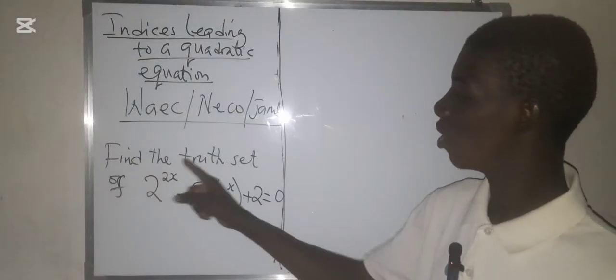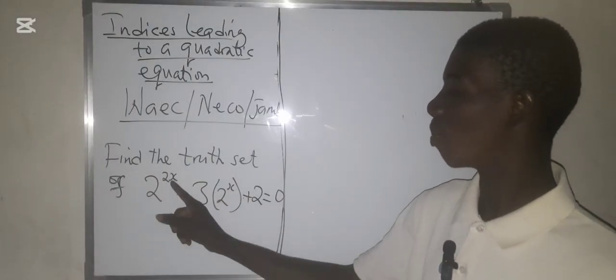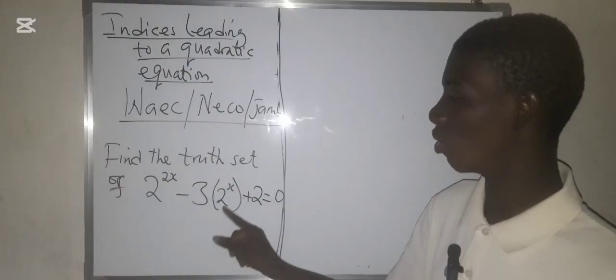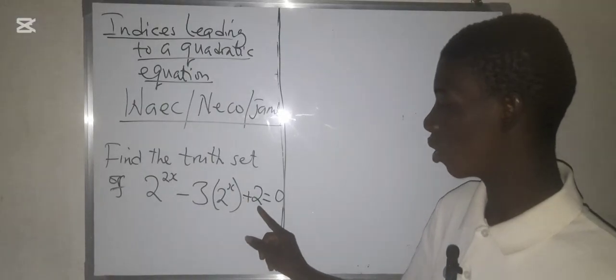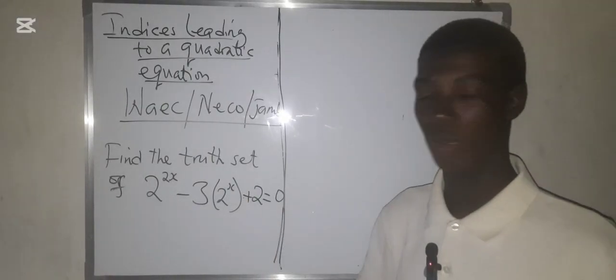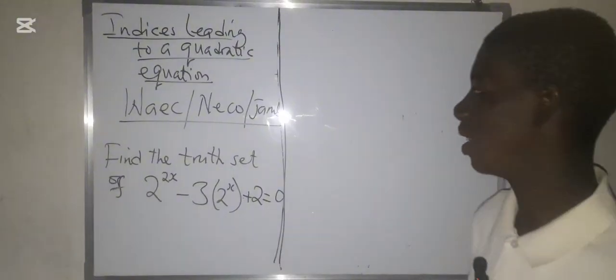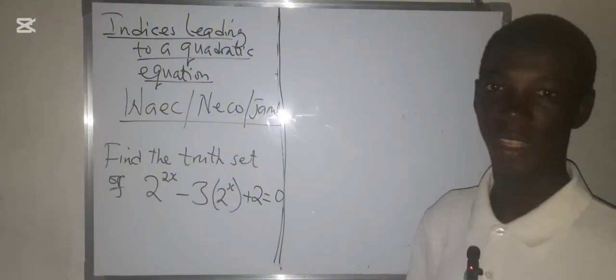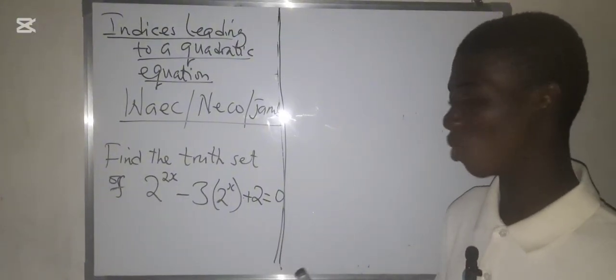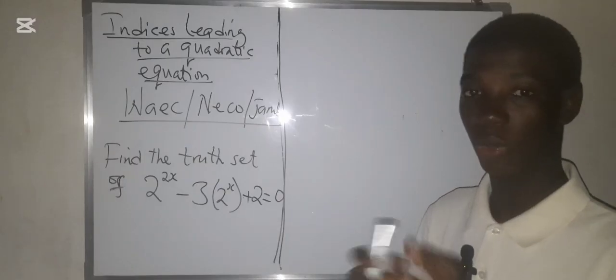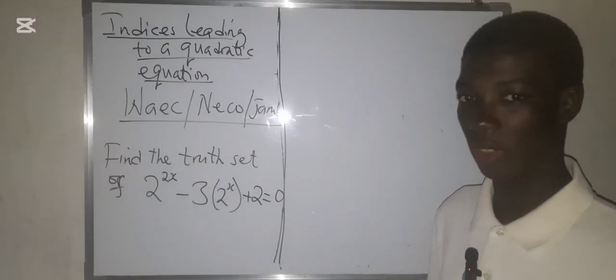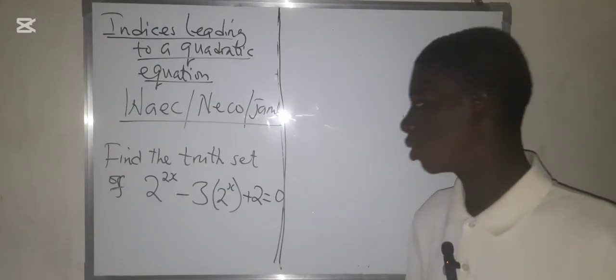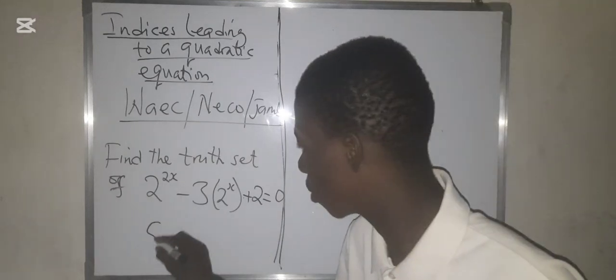So now find the true set of 2^(2x) - 3 × 2^x + 2 = 0. We are asked to find the true set of this. That simply means the solution set. At times they'll say a true set or a solution set. It's still talking about the same thing. So now let's solve this problem.